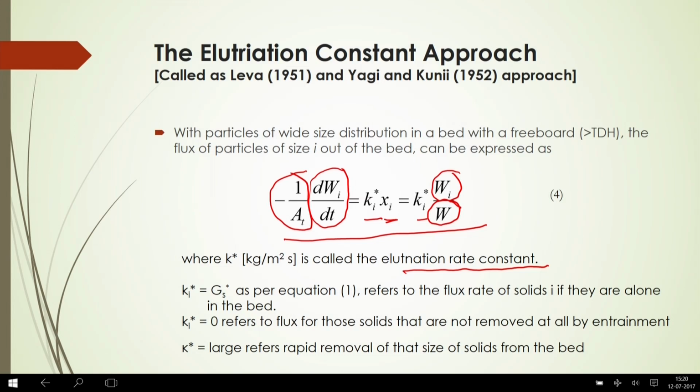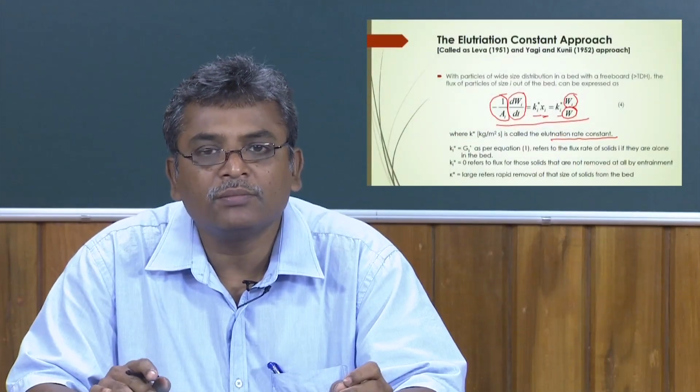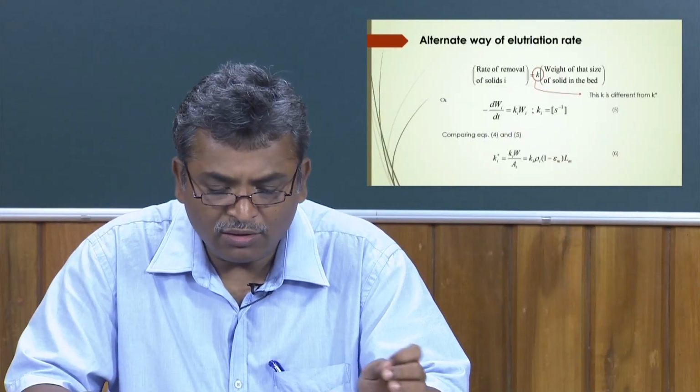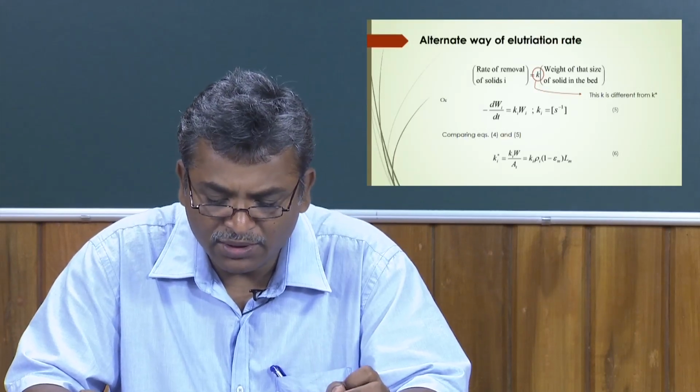and k_i star will be equal to 0 which refers to the flux for those solids that are not removed at all by entrainment, and k star that is very large refers to the rapid removal of that size of the solids from the bed. Now, is there any other alternative way or not? There is one alternate way that the elutriation rate can be calculated.